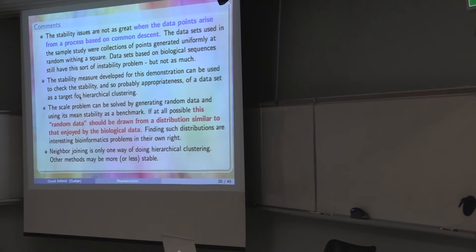Now, why do we care about stability? Well, this tree is giving you a hypothesis about who's related to who. If the tree is unstable, your hypothesis is correct only by accident. Okay, the scale problem can be solved by generating random data and doing simulation. Never mind, I already sort of said that.